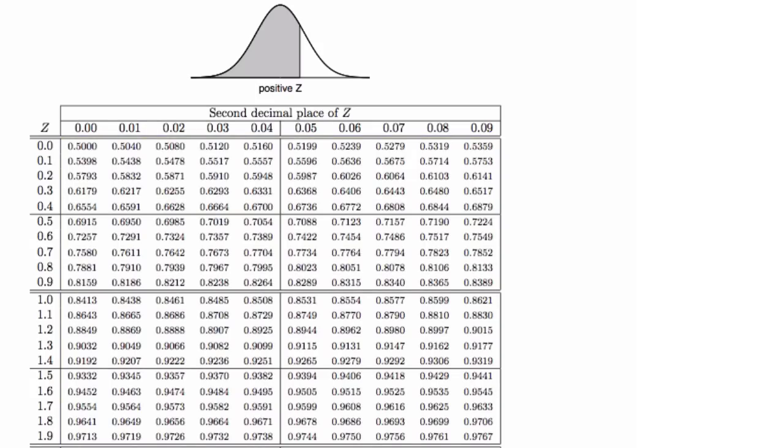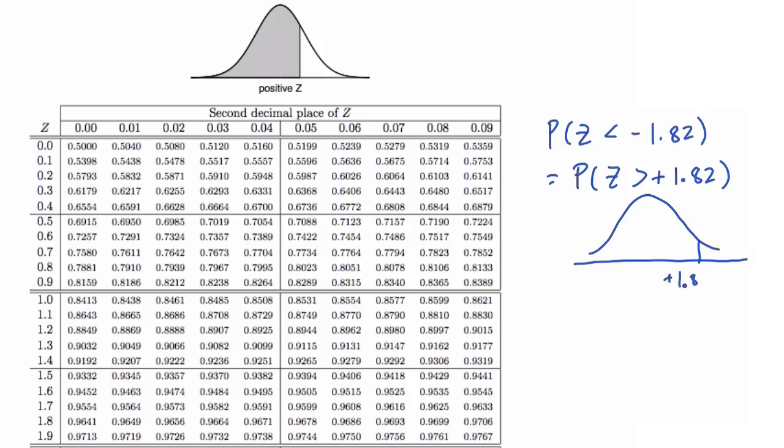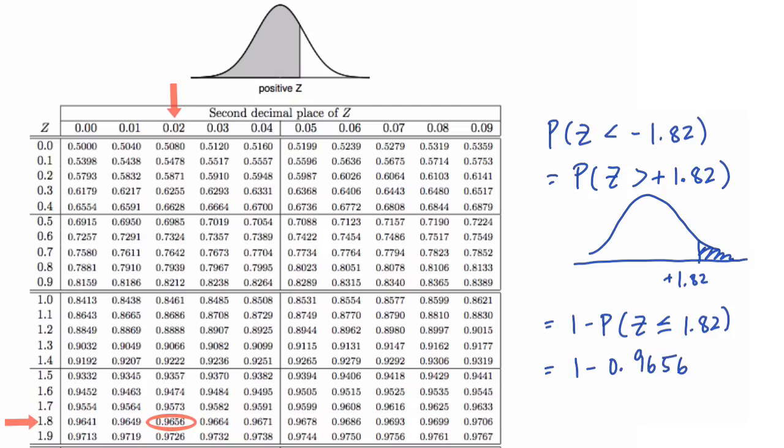Because of the symmetry of the normal distribution, we don't really need both pages. For example, the probability that z is less than negative 1.82 is the same as the probability that z is greater than positive 1.82. And we can verify this from the table. The probability that z is greater than 1.82 is 1 minus the probability that z is less than 1.82. That would be 1 minus 0.9656, and that gives us 0.0344 as before.